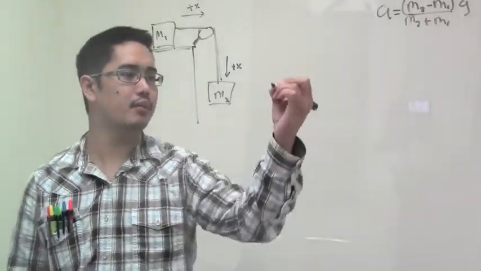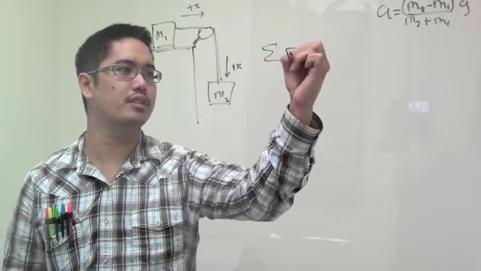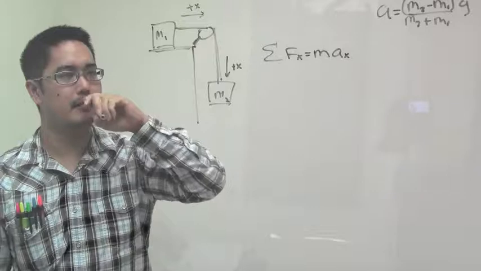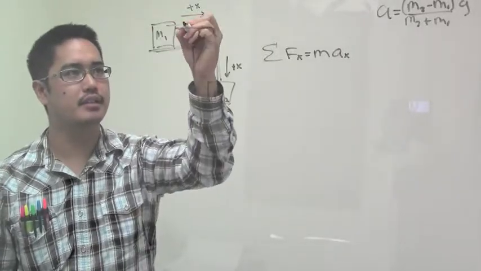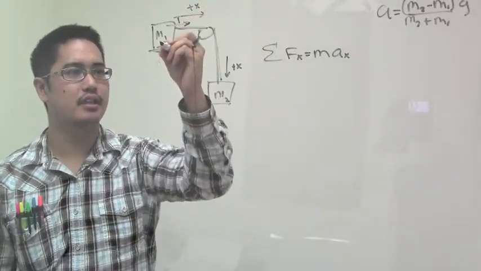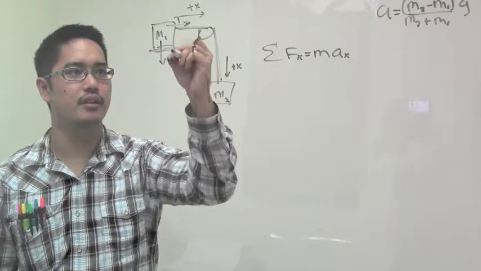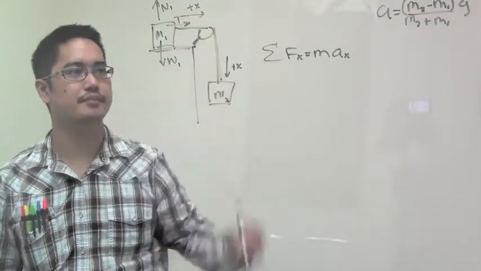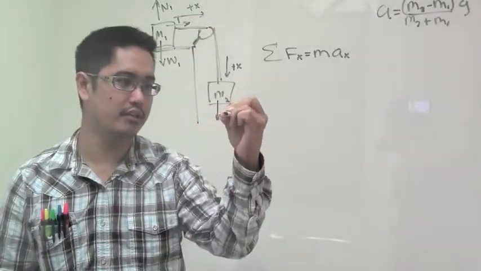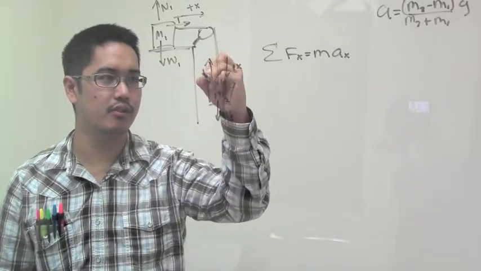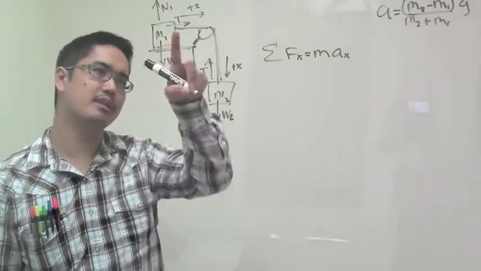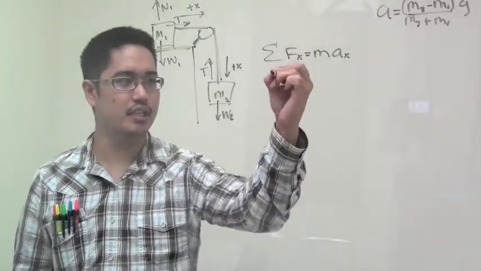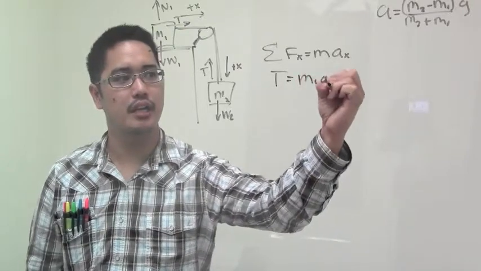Alright, then I'm going to do the sum of the forces in the X direction is equal to mass times acceleration in the X direction. What forces are on here? There's the tension, the weight, and the normal force. This is all of number 1. Now on this guy, there's the weight number 2, and the tension going up. I'm going to sum the forces in the X direction on the first one. The only force I see going in the X direction is the tension, which is equal to M1A.